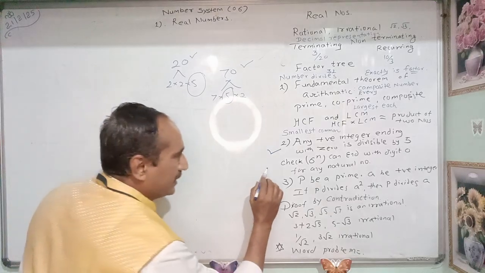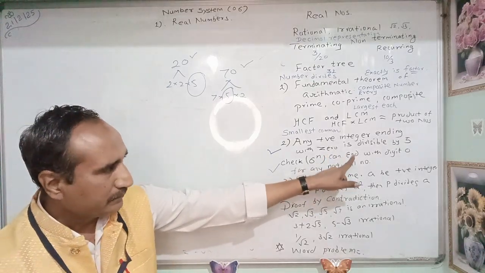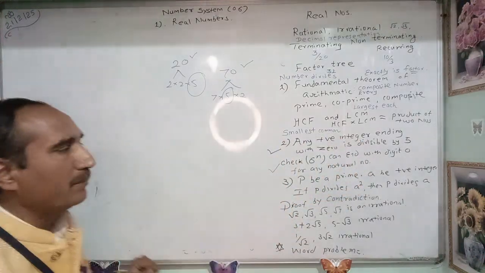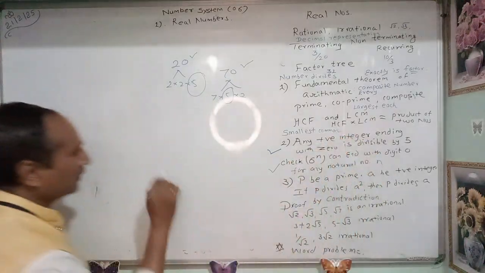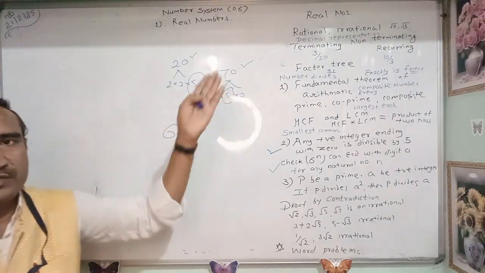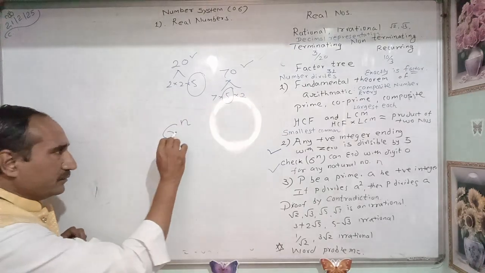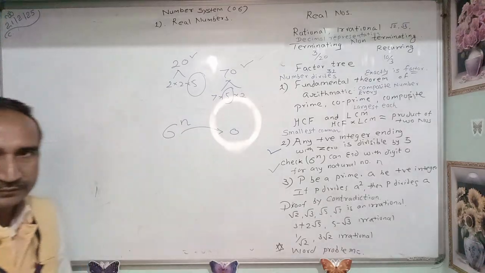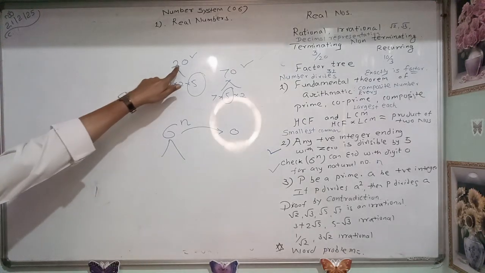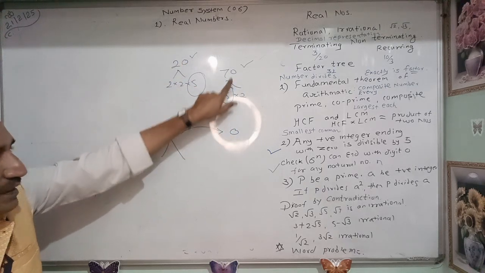Related to this, there is a proof. Check whether 6 raised to n can end with the digit 0 for any natural number n. Natural number means it may be 2, 3, 4, 5, 7, any number, 1000, 12,000, any number we can take. So when will it end with 0? When one of the factors of this term is 5. Like 20 ends with 0, so 5 is a factor; 70 ends with 0, 5 is a factor.